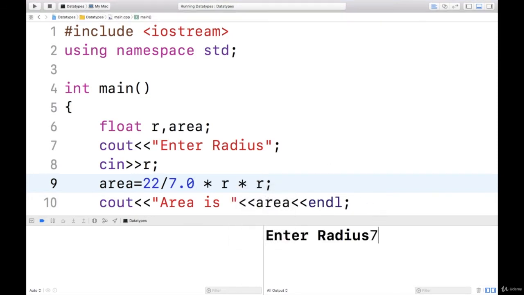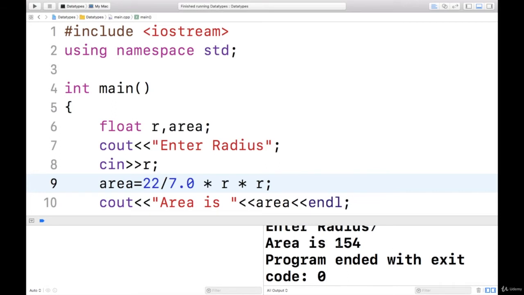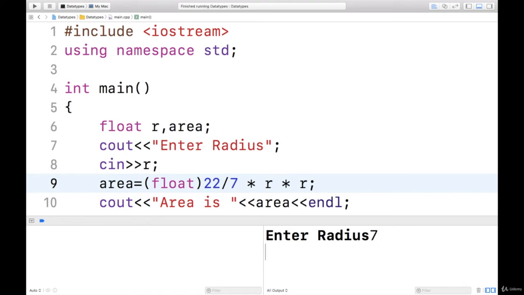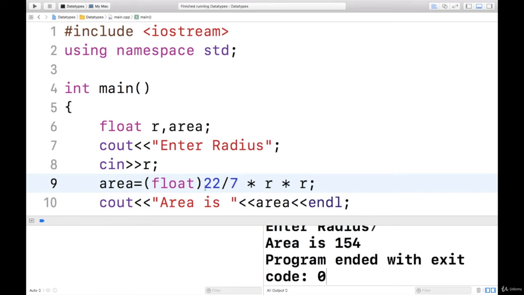Radius is 7. Yes, now it is giving the exact result, that is 154. The other way, instead of making it 22.0, I can also write float in front of this. And let us check again. 7, 154. See, if I don't write that, it was taking 22 divided by 7, so it will divide to 3 times. So it was taking just 3. So the decimal part was removed. The decimal part was truncated. So by converting into float, we are getting the correct result.